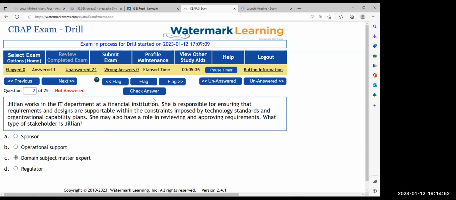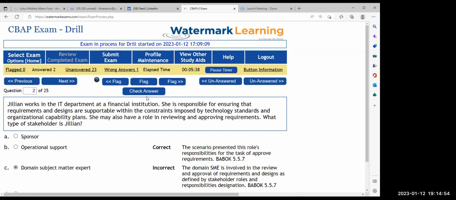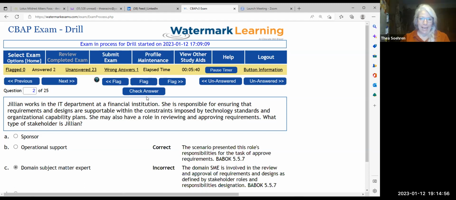Okay. I third that. Okay, incorrect. Oh, that's operational support, because the task is approving requirements, supportable. The domain subject matter expert is involved in the review and approval of requirements and designs as defined by stakeholder roles and responsibilities designation.